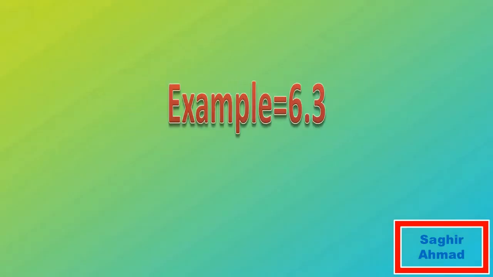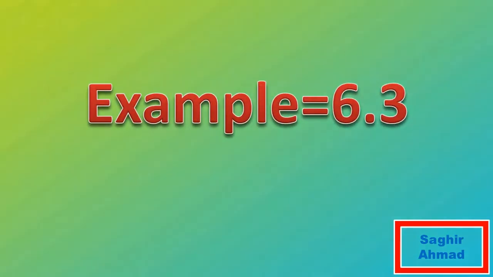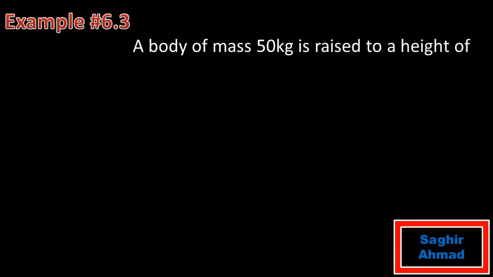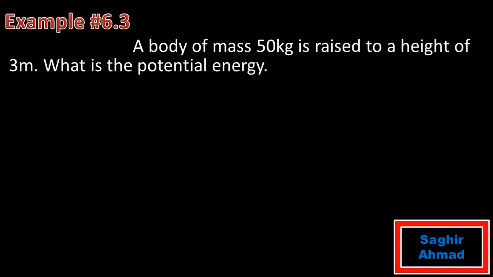Now we are solving problem number 6.3, or example number 6.3. The statement of 6.3 is: a body of mass 50 kg is raised to a height of 3 meter. What is the potential energy?